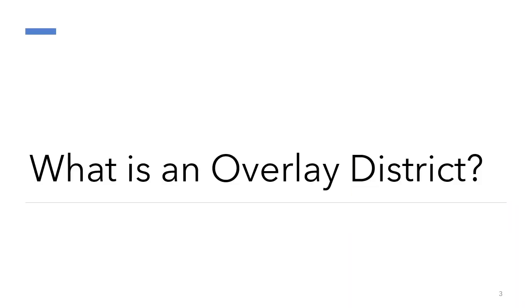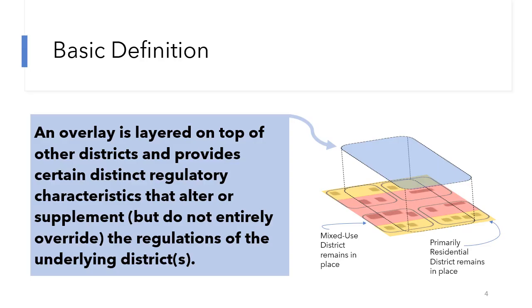First, what's an overlay district? An overlay district is a zoning district that is layered on top of portions of other districts and provides certain distinct regulatory characteristics that alter or supplement but don't entirely override the regulations of the underlying districts.